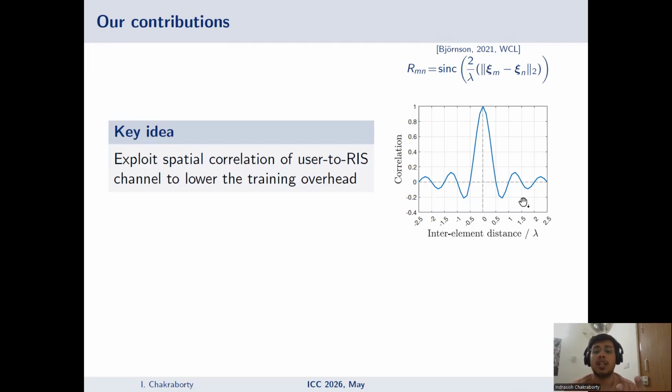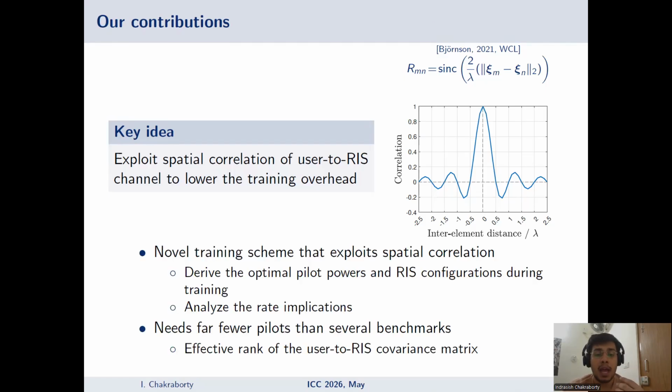We exploit this correlation, and we propose a novel training scheme, and we derive the optimal pilot powers and RIS configurations for that. We analyze this method's rate implications, and we show that our scheme needs far fewer pilots than several existing schemes in the literature.